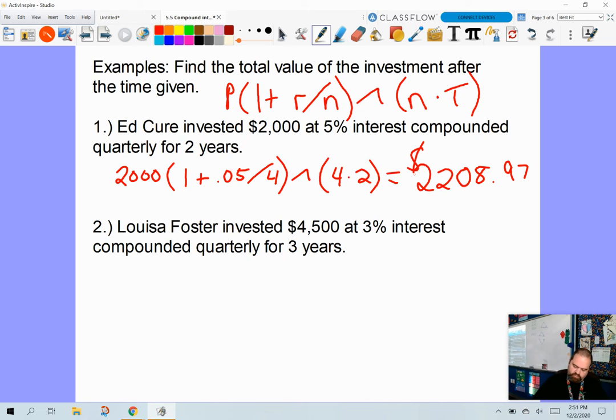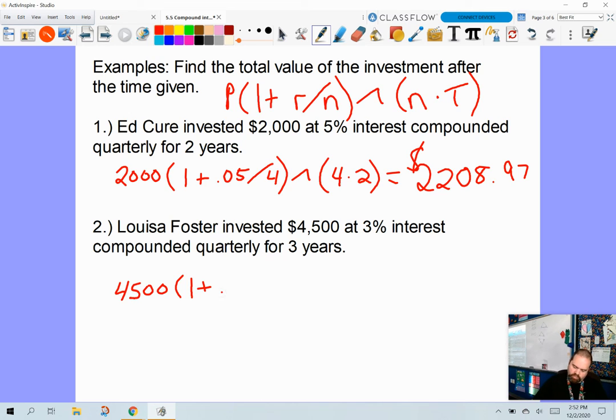Louisa Foster invested $4,500, so that is her principal. What the 1 in the formula does is it keeps track of the original investment. Back here on this last example, our answer at the end was $2,208.97. That includes the original $2,000. So this investment only made $208.97. You take the 1 out of the formula and it calculates just the interest, basically.